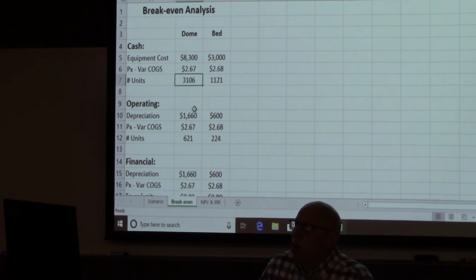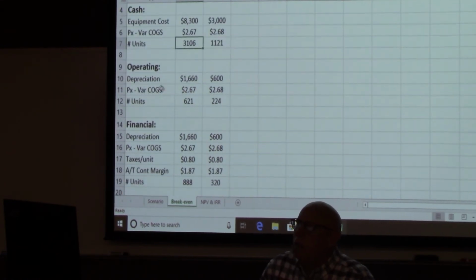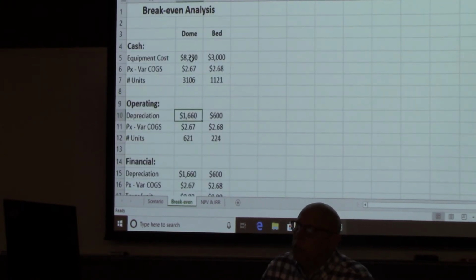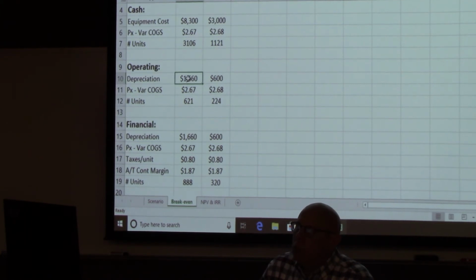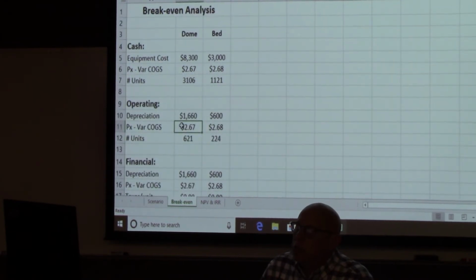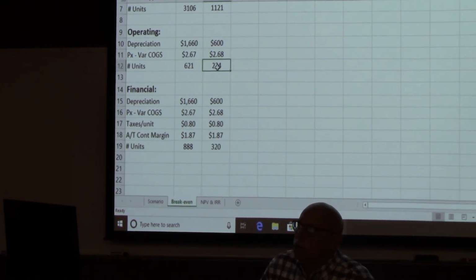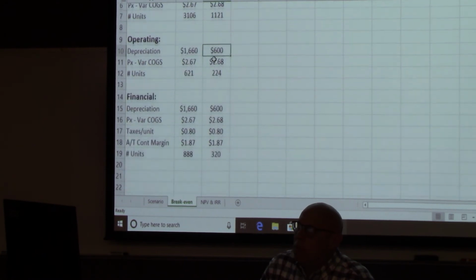Okay. All right. Under the operating, I call it the operating, similar to the accounting break even, we take the fixed cost, which is depreciation, so we're ignoring the equipment cost. We take the depreciation, which is our fixed cost, and we divide it by the contribution margin, and the contribution margin is the $3 minus the 32.5 cents, so $2.67. So if we do 621 tanning sessions, then we'll cover the depreciation for the year for the dome, and 224 tanning sessions covers the depreciation for the bed.